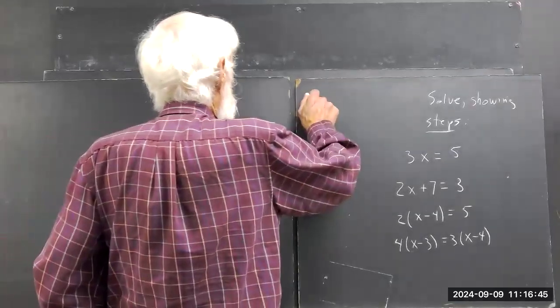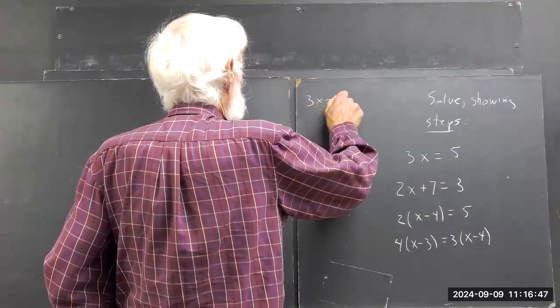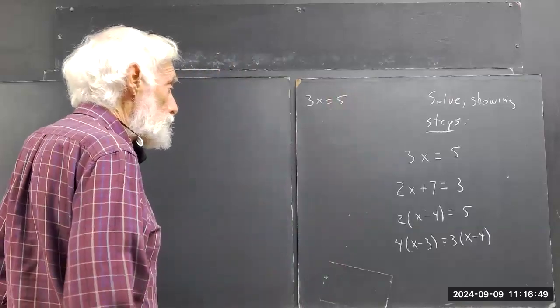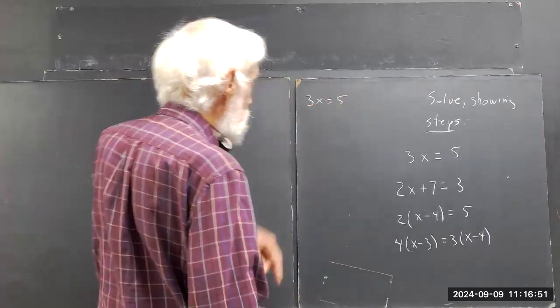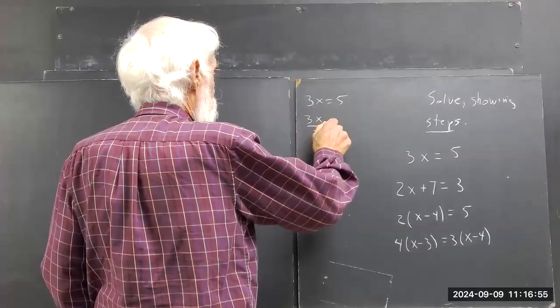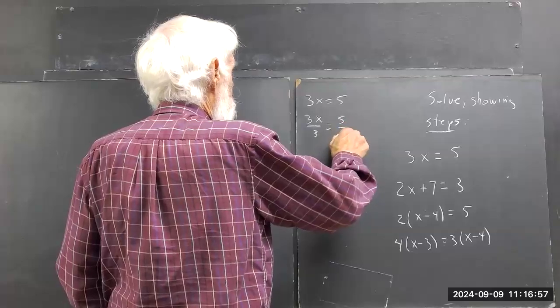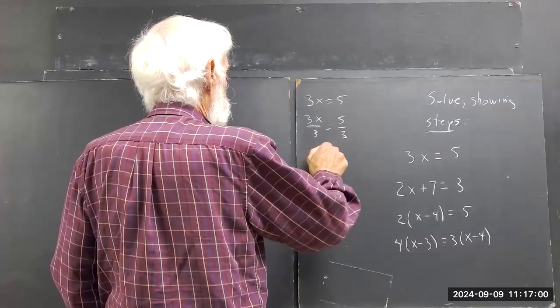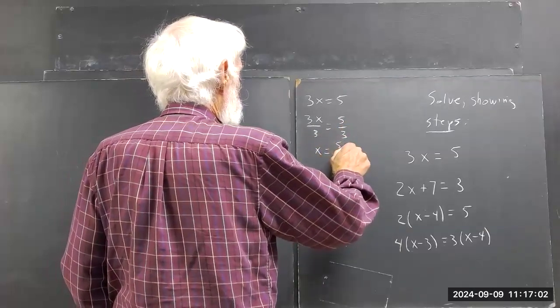So we got 3x equals 5. What do we do? Well, 3 is multiplied by x, so we can isolate x by dividing both sides by 3. And we get x equals 5/3.